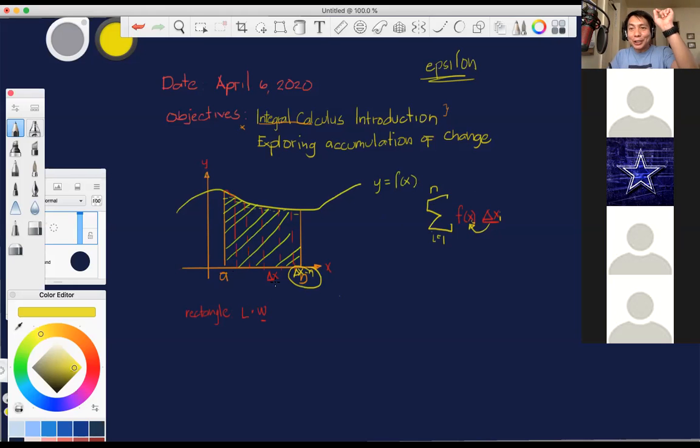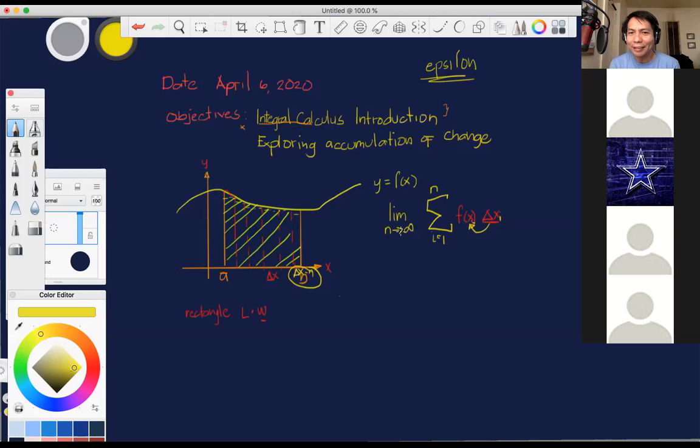As it gets smaller, it gets an infinite amount. So guys, here's another idea right here. To make this a more accurate approximation of the area, what we're going to do is have your n approach infinity.